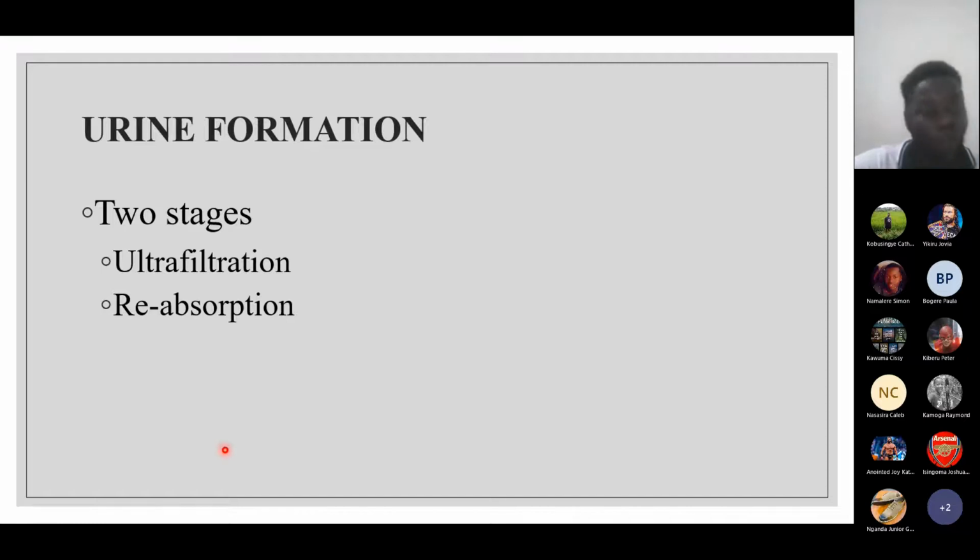Okay, so this is where we stopped. The stages of urine formation. Urine formation has two stages. The first stage is ultrafiltration, and the second stage is reabsorption. Ultrafiltration, like I have already said, is to filter using pressure, using excessive pressure. And then reabsorption simply means what you hear it mean, to absorb something back into blood. We are going to reabsorb some of those molecules back into blood.